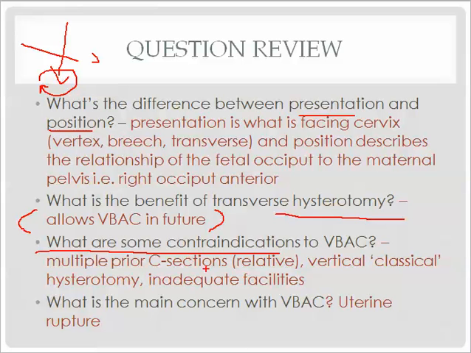Let's think about the contraindications to VBAC. As flows from the previous question, if you had a vertical or classical hysterotomy, then you don't want to do a VBAC. If you had multiple C-sections, that's a relative contraindication. Then having inadequate facilities, that's another one. So the main concern when you're doing a VBAC is uterine rupture.